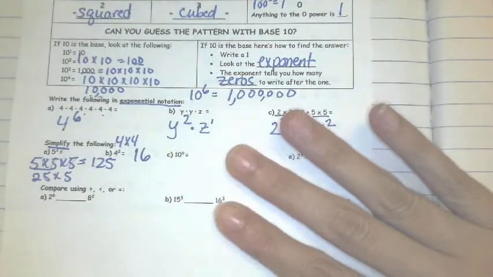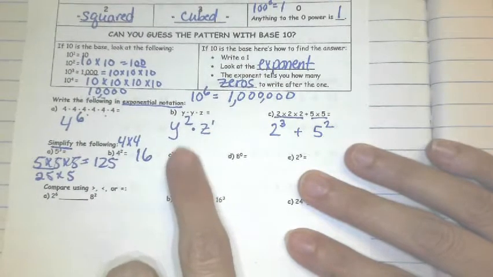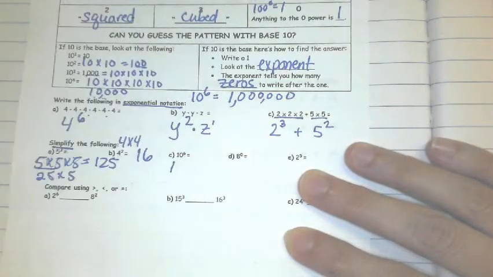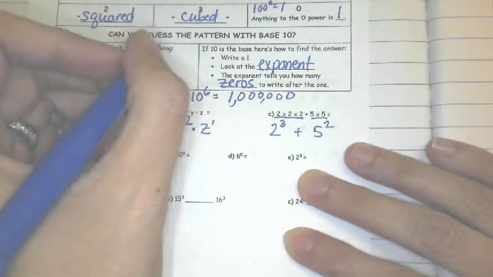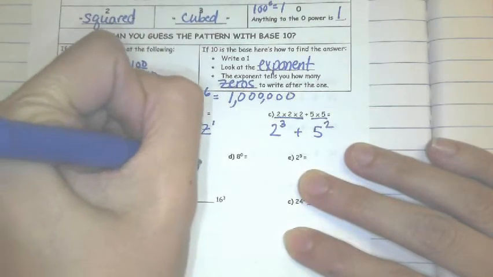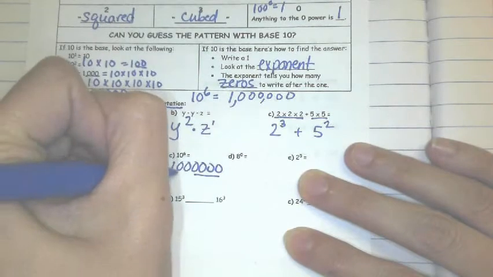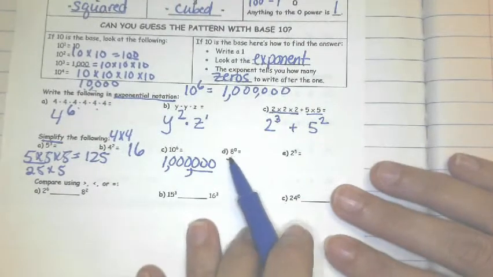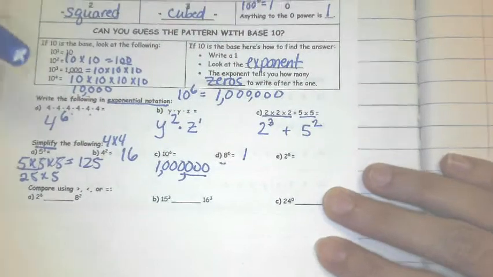Okay. 10 to the 6th, this is also my special case where I have a base of 10. So all I gotta do is write the 1, and how many zeros do I need? The exponent tells me how many zeros. I need 6. 1, 2, 3, 4, 5, 6. Okay? It's a million. Right? Anything to 0, 8 to the 0, is always going to be 1. Remember that special rule for 0.